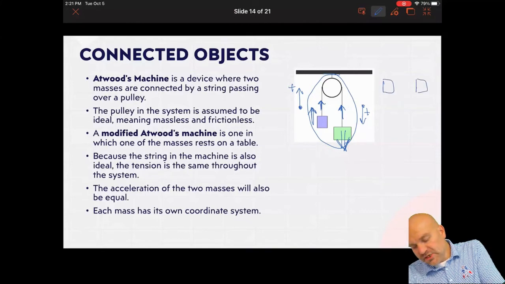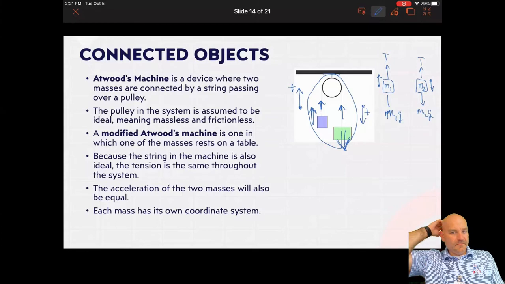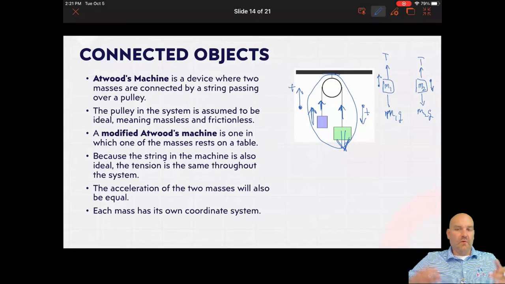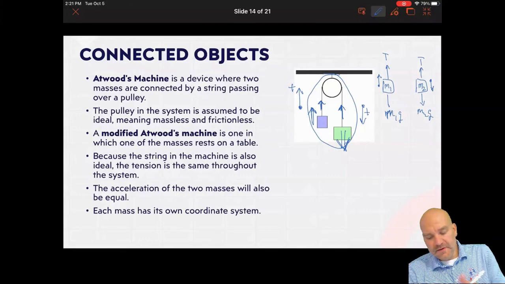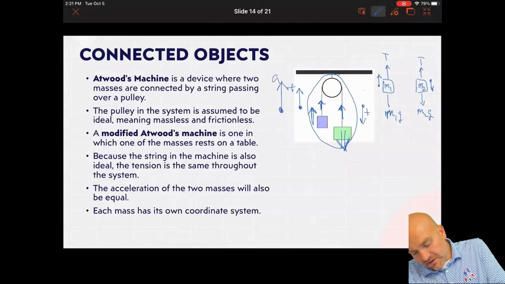But remember, each object will have its own coordinate system, so this one will be positive down. If I'm drawing the free body diagram, I have tension and then I would have M1G. Here I have tension and M2G. One would be T minus M1G, and then you'll have M2G minus T. But remember, they're going to accelerate at the same rate.